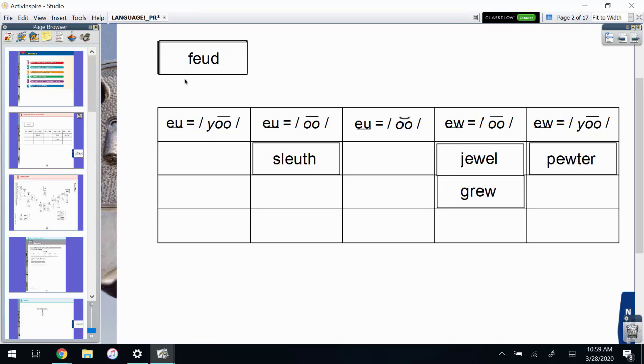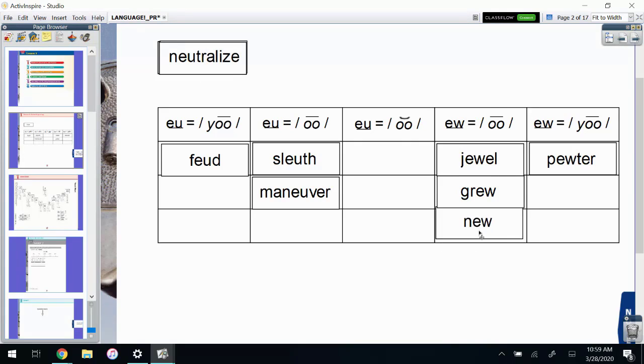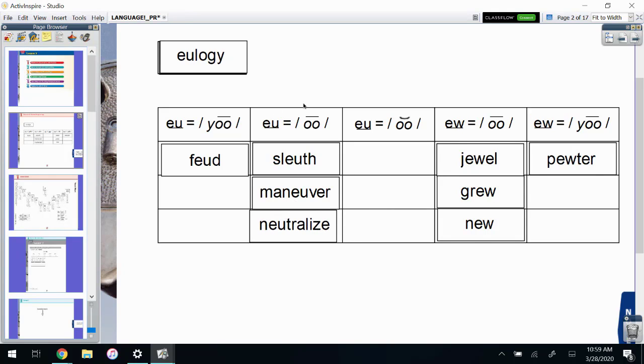Feud. We have an EU, and it sounds like you. Maneuver. We have another EU, and it sounds like ooh. New. EW also sounds like ooh. It's just spelled differently. It's spelled with an EW. Neutralize. We have an EU, and it sounds like ew. Eulogy. We have an EU that sounds like a U.